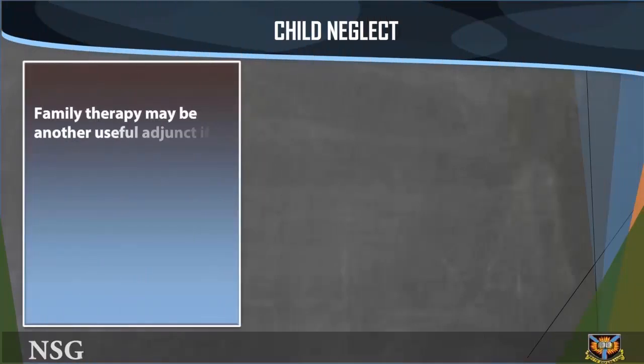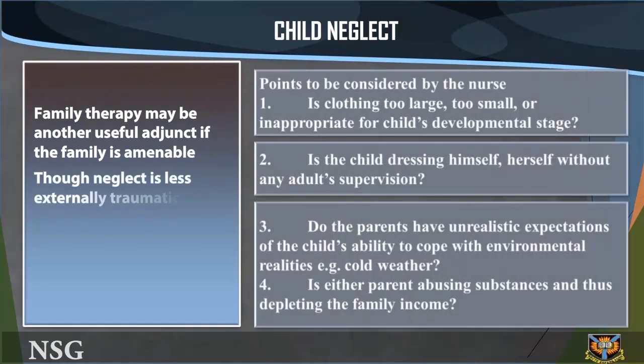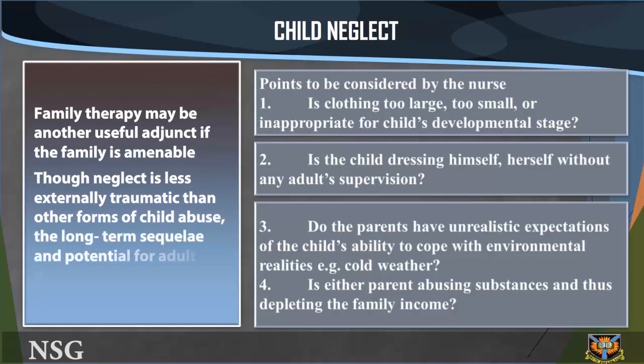Family therapy may be another useful adjunct if the family is amenable. Neglect may be a precursor to other types of abuse, might exist in tandem with other types of abuses, or as a singular form of abuse. Though neglect is less externally traumatic than other forms of child abuse, the long-term sequelae and potential for adult dysfunction are serious.